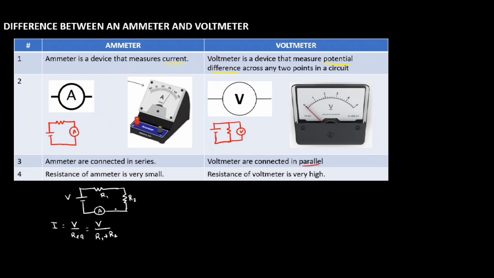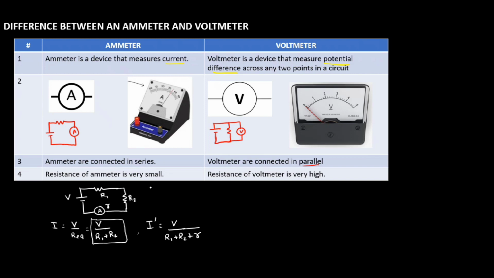If this ammeter does not have negligible resistance, if the ammeter has certain resistance R, and this R is significant, then this resistor will make changes to my circuit. It will make changes to the overall resistance of my circuit. And now when I'm measuring my current, it won't be the original current over here that we had. You will get a new value of current I, which is V over R1 plus R2 plus the resistance of the ammeter.